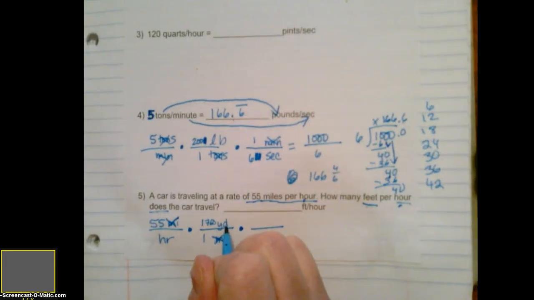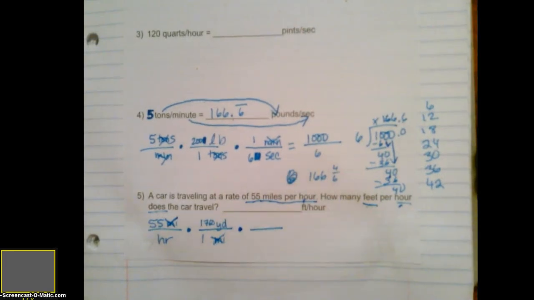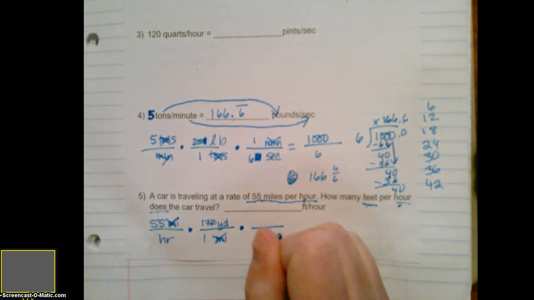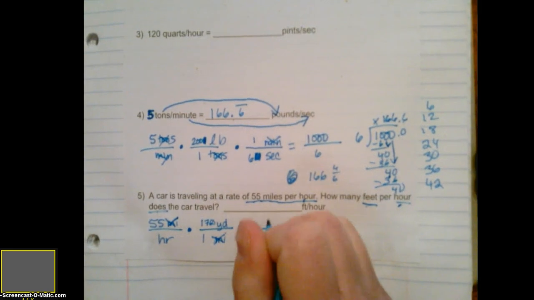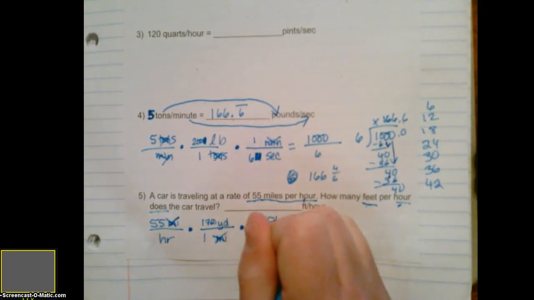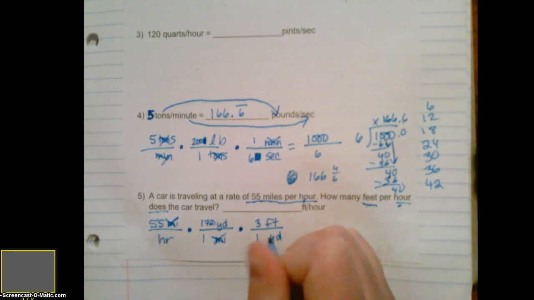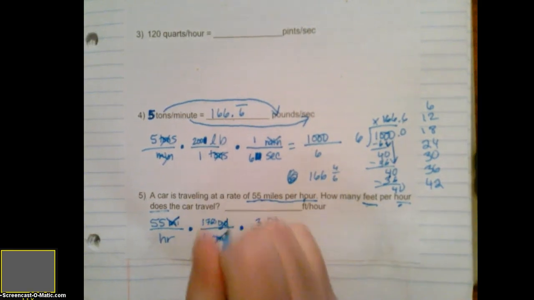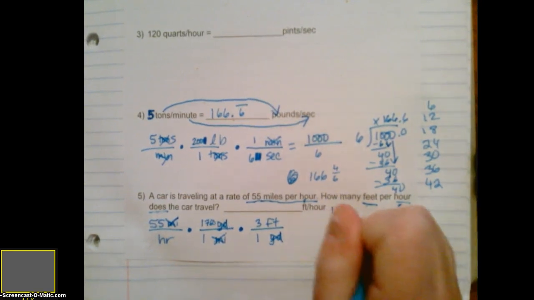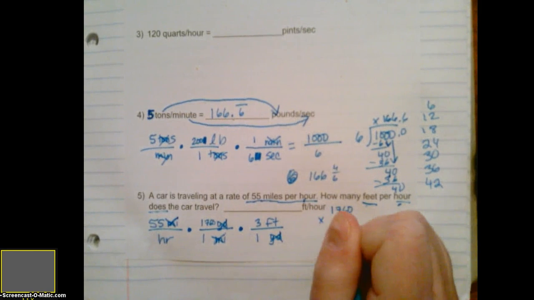So where do yards go? Look where it is. It goes down, right? 1 yard is 3 feet. Every time we draw a line, what do? Cross, cross. If I do it correctly, every single time I'm going to do that. So now, we're going to multiply. 1,760 times 55. I want you to pause the video and multiply that.